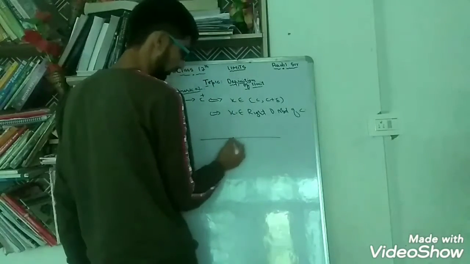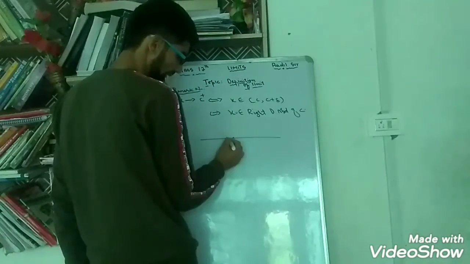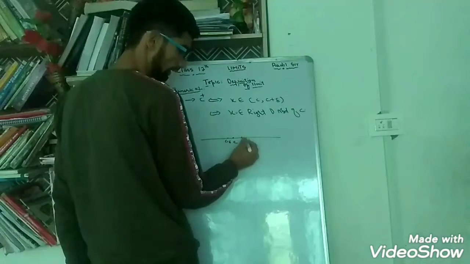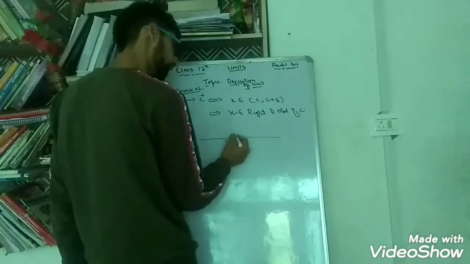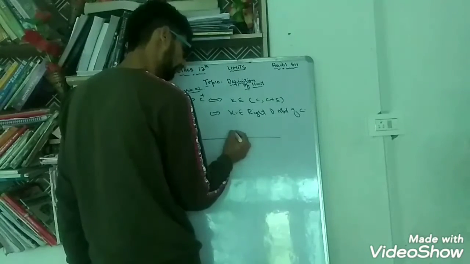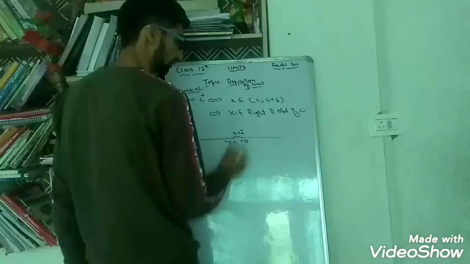So for your ease, you can again draw one number line. This is c minus delta, this is c plus delta, and the values between them, we write them external to c plus.